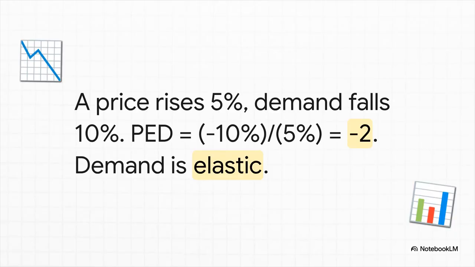Okay, let's run a quick example so this really sinks in. Let's say a price goes up by 5%, and because of that, demand for the product drops by 10%. All you do is divide that 10% drop by the 5% hike. We get -2. And since that number, ignoring the minus sign, is bigger than 1, we say the demand is elastic. It just means people are really sensitive to that price change.